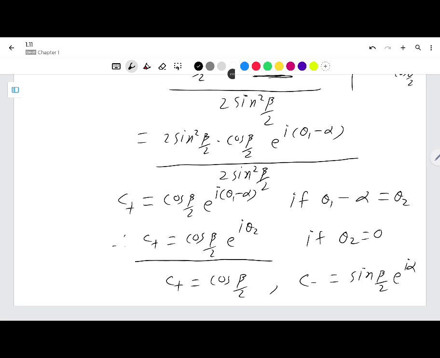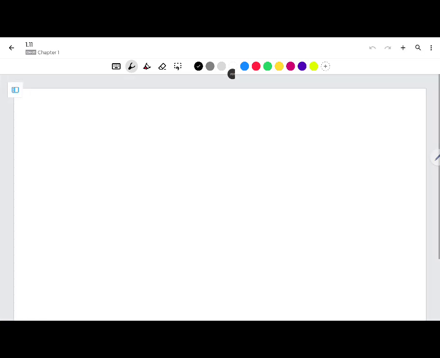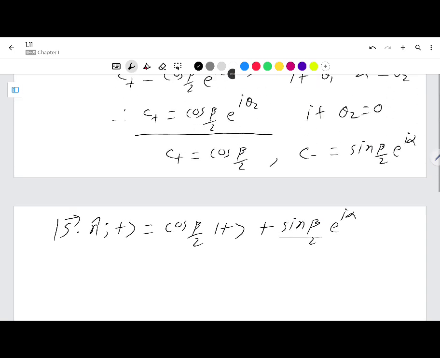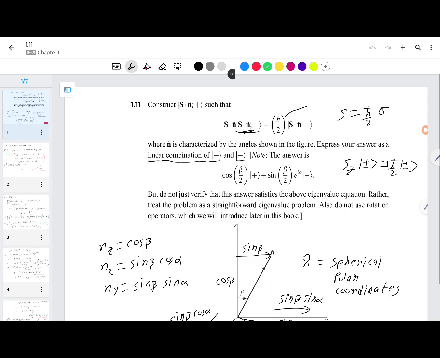So finally, what will we have? C plus is our cos beta by 2, and C minus is sin beta by 2 e power I alpha. So this is what was asked. Okay. Yeah.